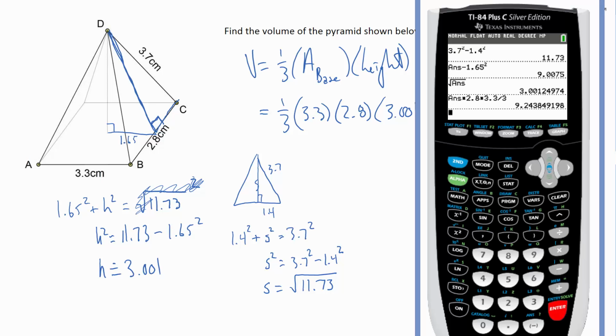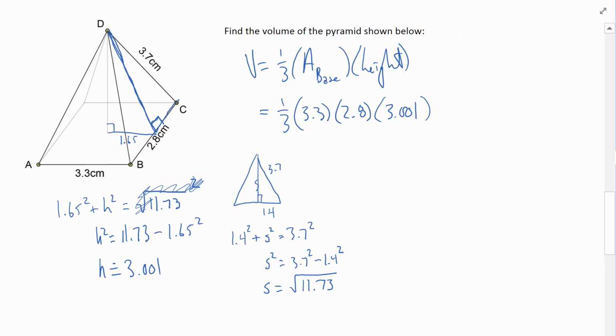And there we get the volume of this pyramid. Let's round it off to 1 decimal place, stay consistent with what we had in the initial numbers that we were given. So the volume is approximately equal to 9.2 cubic centimeters.